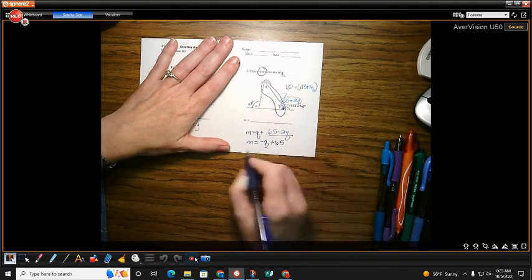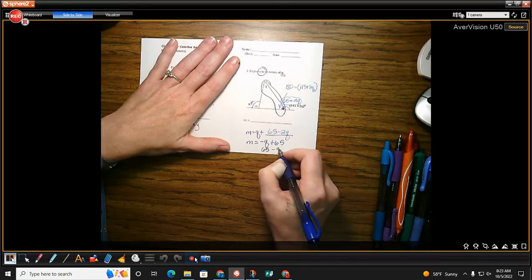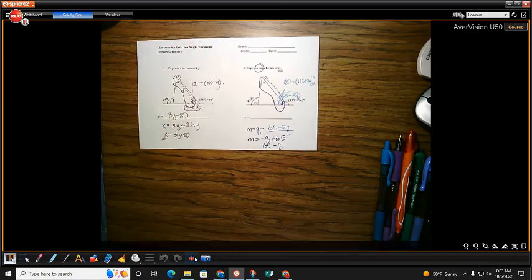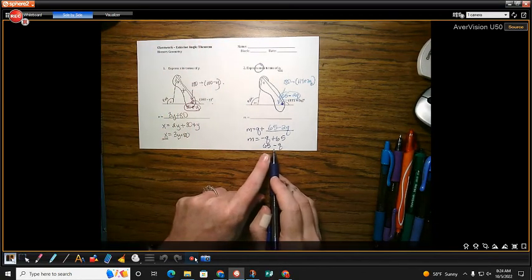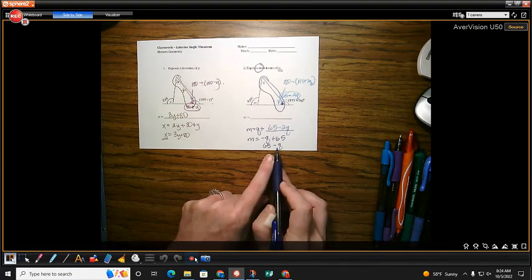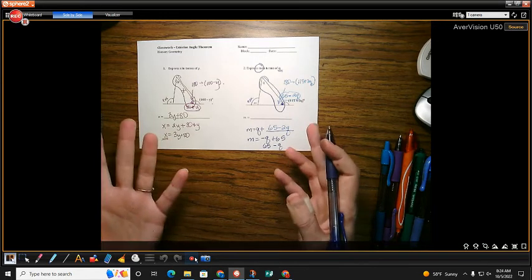Could you write it in the other order, as 65 minus q? Yes, that's fine as well. You can add and subtract in any order as long as the sign in front of it sticks. The negative was in front here, the negative's in front here, you're good. It's a property we call commutative. You can rearrange your adding. Multiplication is the same way. Questions?